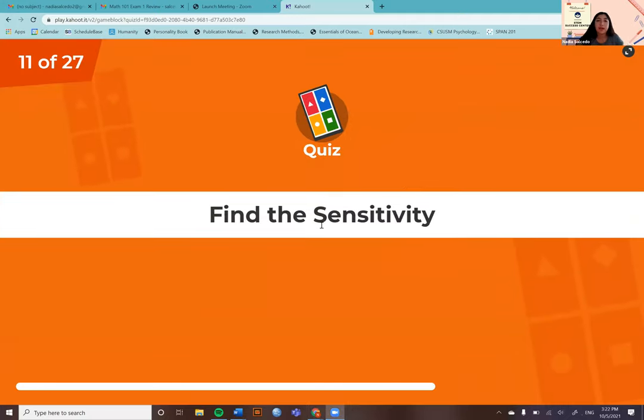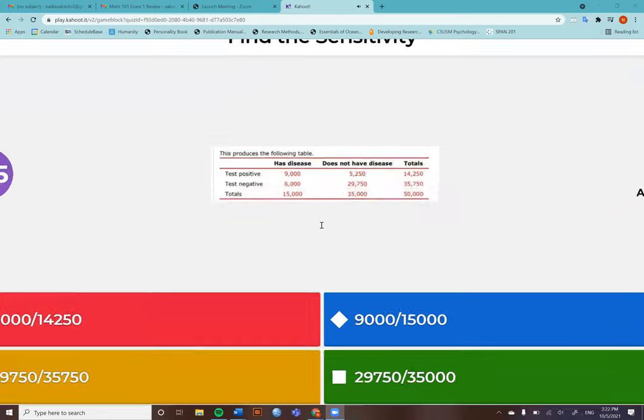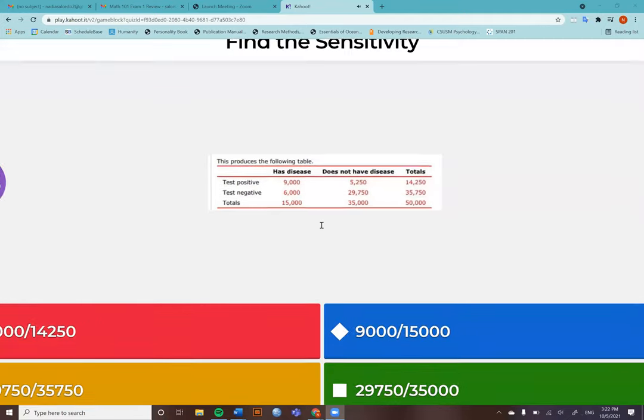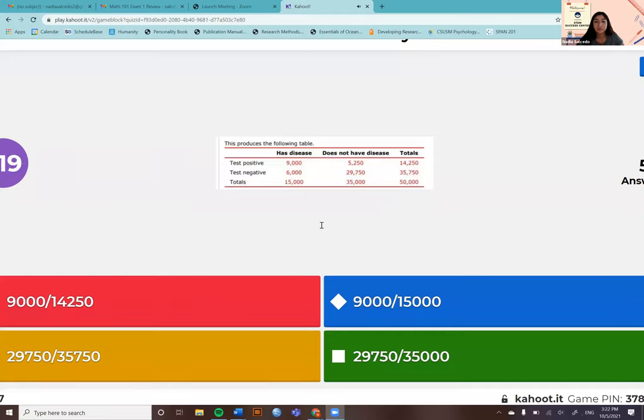Okay, so now you're going to find the sensitivity. Is there any way you can zoom in on that picture a tiny bit? I don't know if that'll show the answer. I want to still show the answers. Is that better? Yeah, thank you.